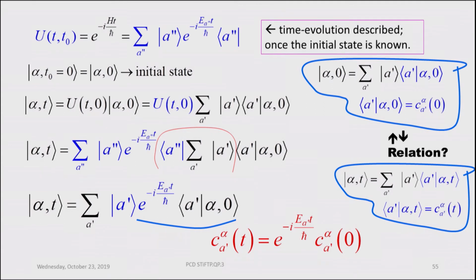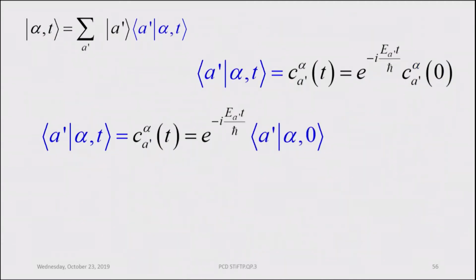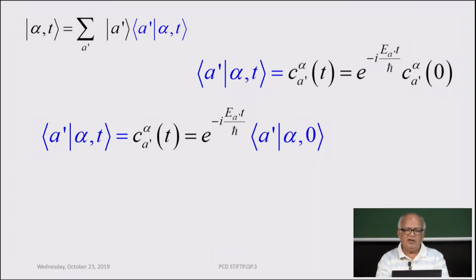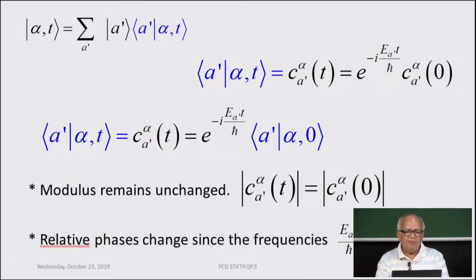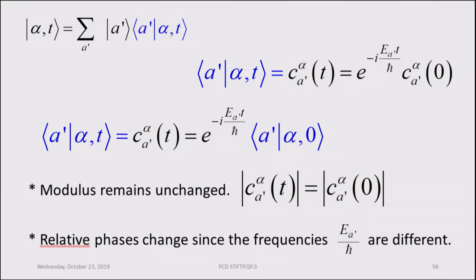So, the coefficients have the same modulus as the previous one at the initial time, except for a phase which is called the dynamical phase. So, these are the relationships that we have got. The modulus remains unchanged, but the relative phases are different. Okay? Why? Because the phase has got the energy in it. So, the energy of the different states are different. So, the relative phases are different.